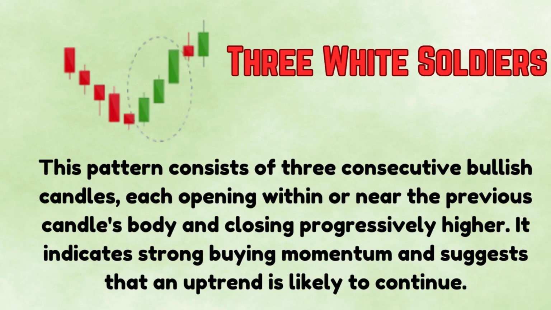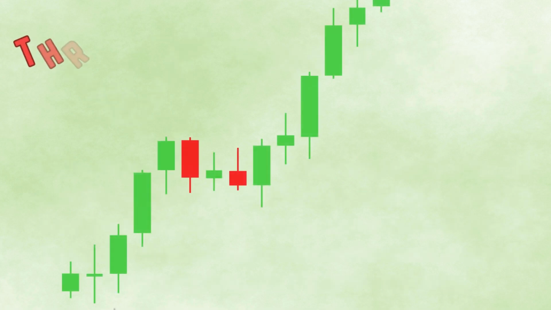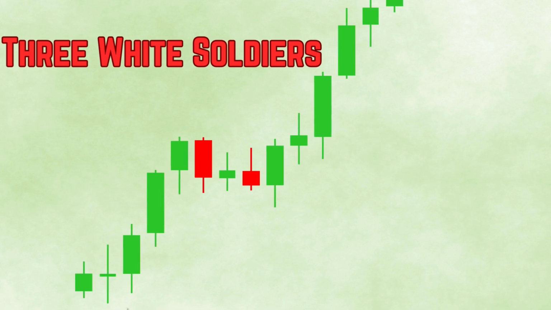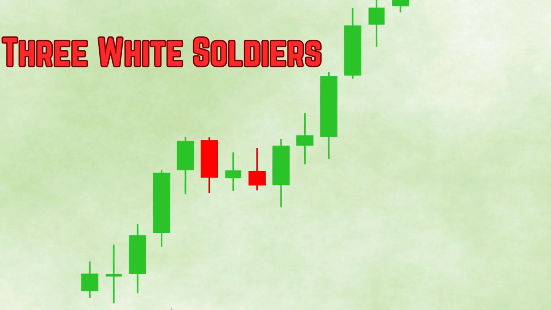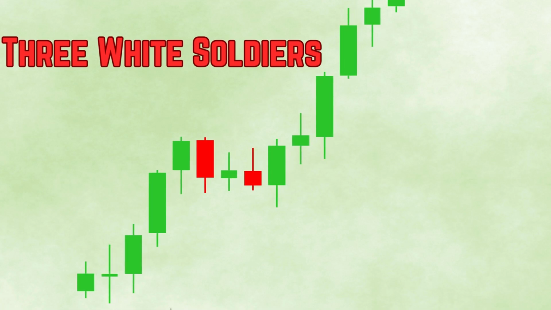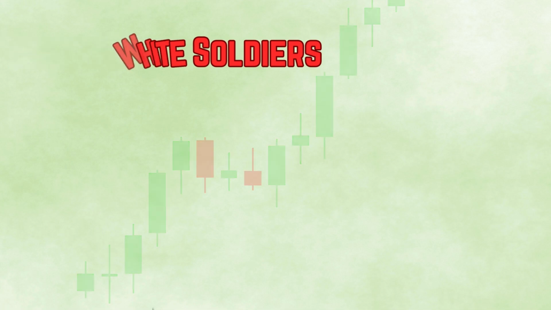Each candle closes within the previous candle's body and closes near its high with little to no shadow. Like the wicks are a bit small. It usually appears after a downtrend or a period of consolidation. So it's either a downtrend or there is a consolidation. It signals a strong shift in market sentiment towards buying. So let's go to the market. Let's go to TradingView and check out the white soldiers.